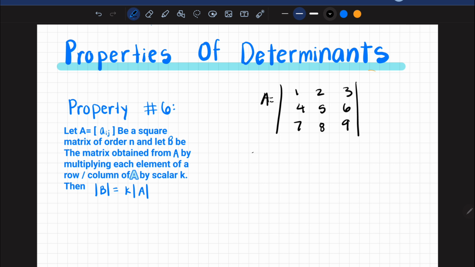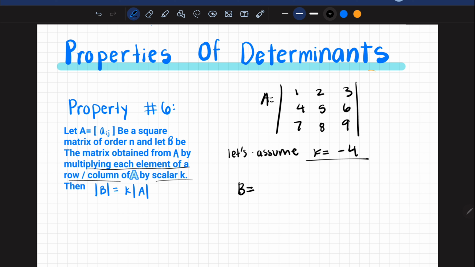So of course that is a lot of words. Let's put that into perspective with an example. On the right side, I have a square matrix of order 3, and what the property on the left side is saying is that we multiply each element of a row or column by a scalar k. Let's assume that scalar k is, I don't know, -4. Now, let us multiply that scalar k by any column or row you choose. Let's say we choose the first column.